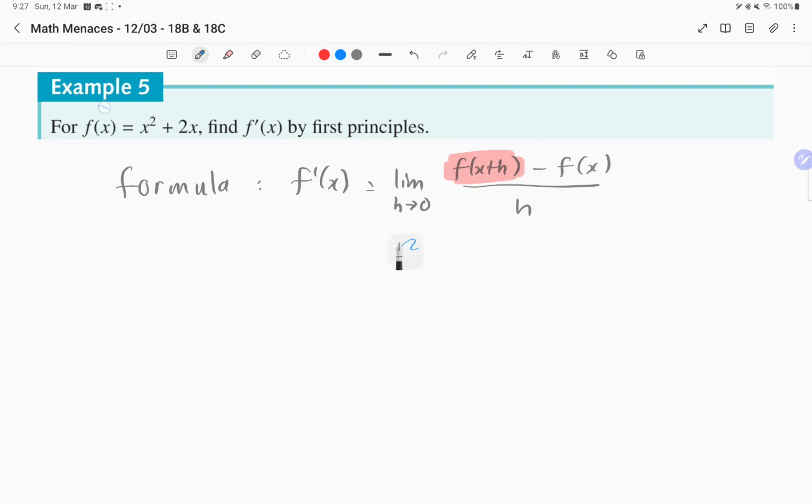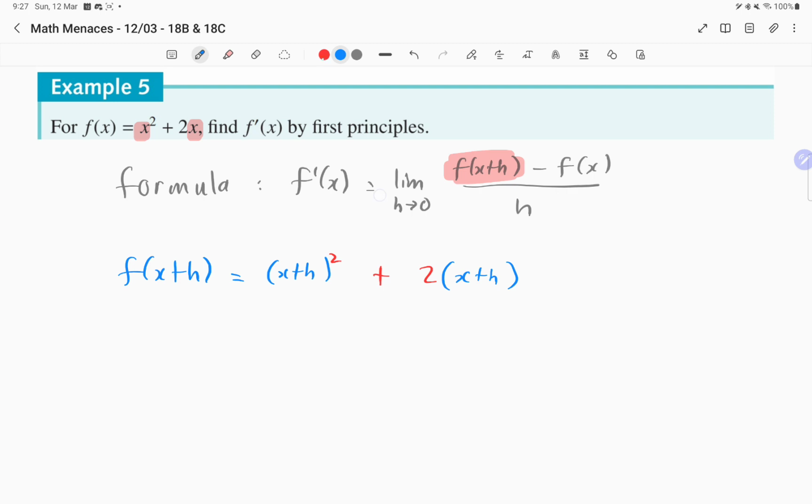For this question, I know f of x is this, which means I'm just going to calculate f of x plus h. Remember, f of x plus h just means whenever you see x, you put x plus h. So put brackets around it and put x plus h. In this case, instead of x squared plus 2x, when I see x, I put brackets and turn that into x plus h. That's essentially the procedure to find f of x plus h.